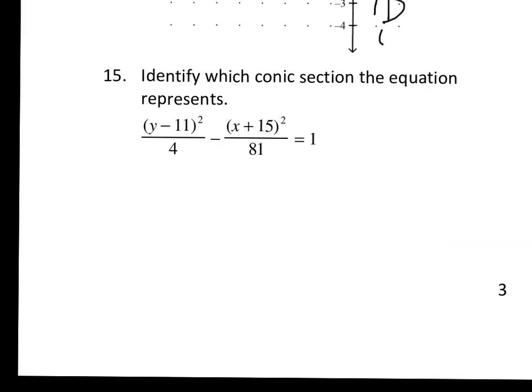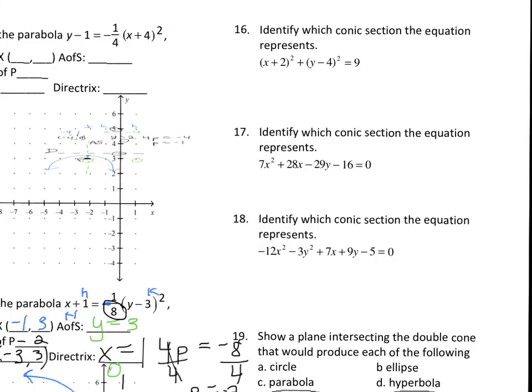Let's make a decision as to which conic section this equation is. Well, I see some fractions, so it's basically going to be between a hyperbola and an ellipse. And see that minus sign? It's a hyperbola. What about number 16? I don't see any fractions, and that's not a 1, so this must be a circle. What about number 17? This isn't in the form that we can tell really quickly by.